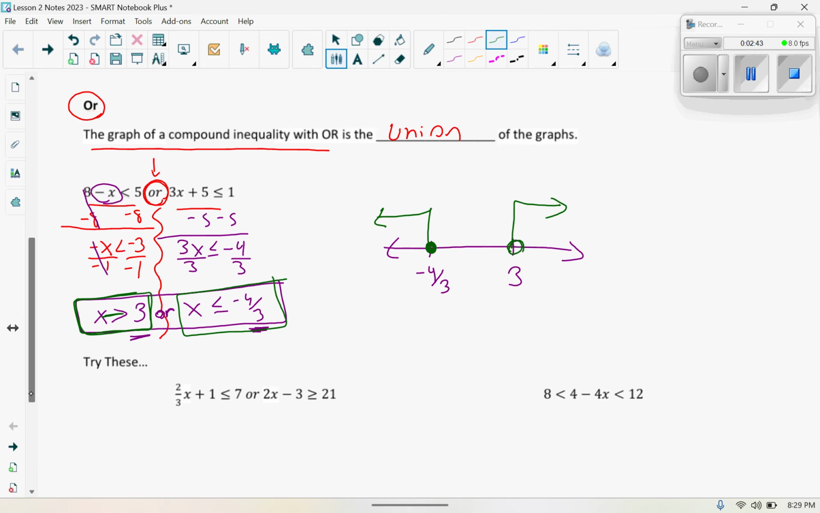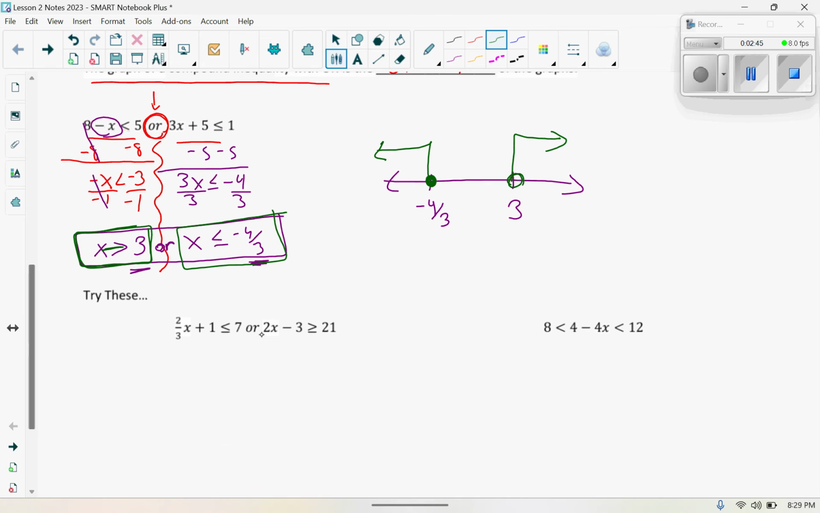So I want you to practice this. This one is just like the one we just did. So go ahead and try that. Push pause and see if you can get the correct answer.